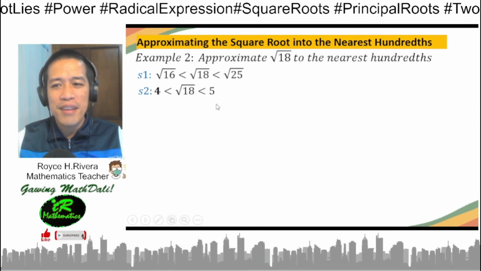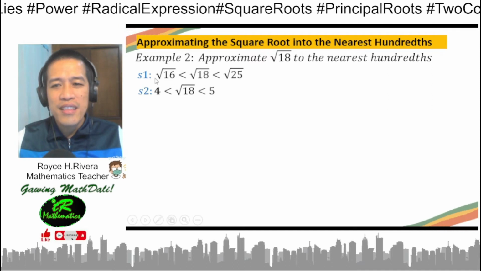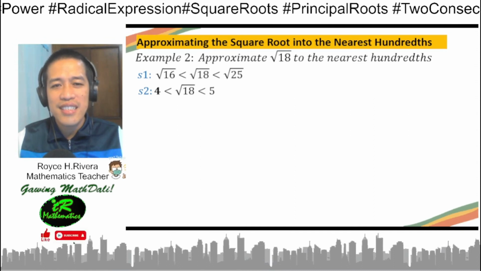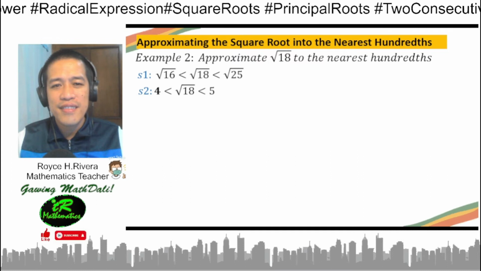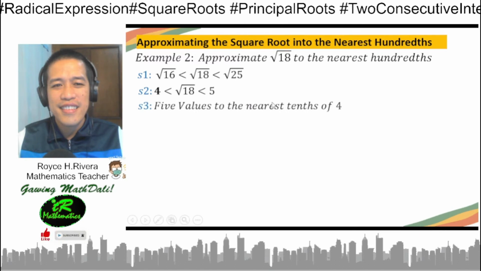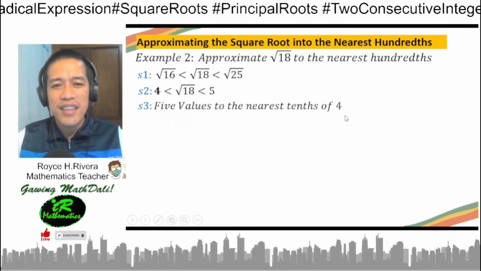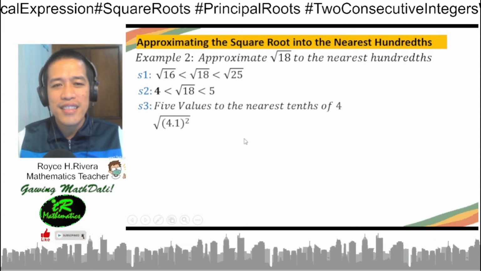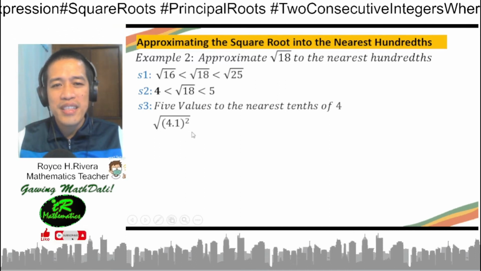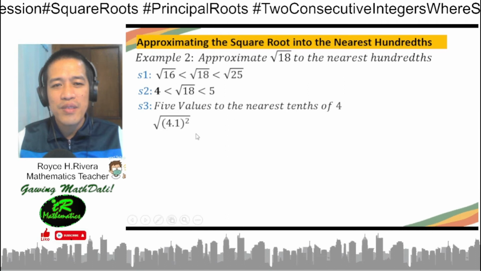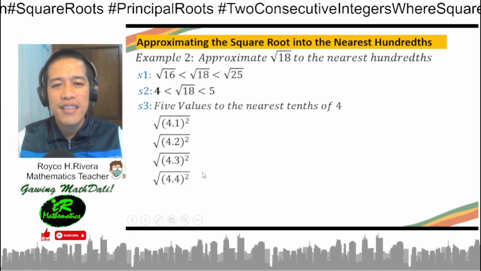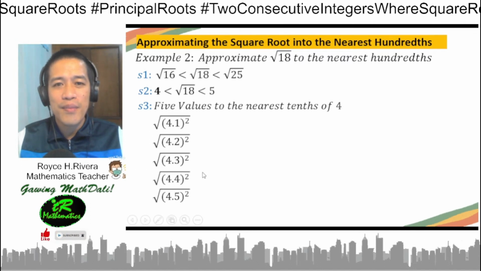Now, step number 3. We will now list 5 estimated values to the nearest tenths of 4. So I will start with 4.1. I will write the square root of 4.1 quantity squared, and I will do the same with 4.2, 4.3, 4.4, and 4.5.